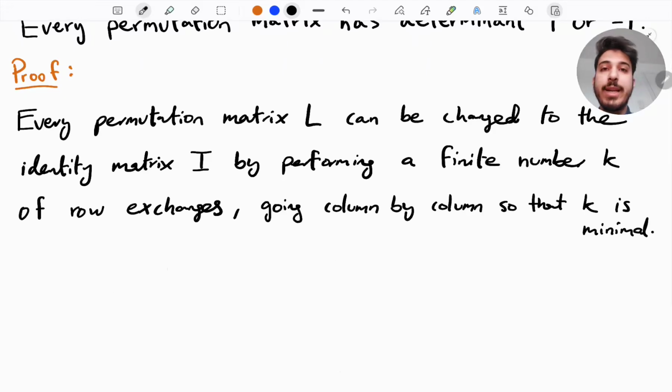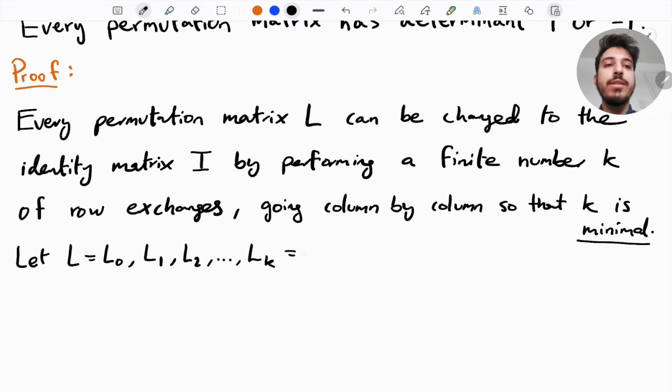We want to ensure that the number of row exchanges does not go on forever, so we will choose a minimal number of row exchanges, going column by column, to ensure we don't have any repetitions. To make this idea more formal, let L be equal to L0, and then we have L1, L2, all the way to Lk, which is the identity. So this is a sequence of matrices where each matrix is produced by performing a single row exchange.